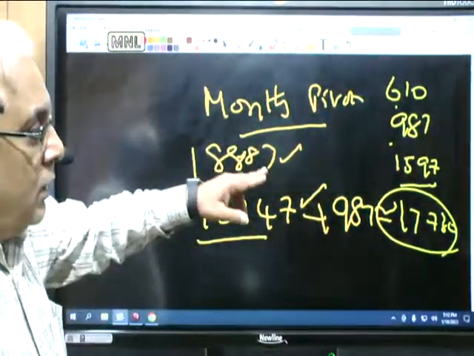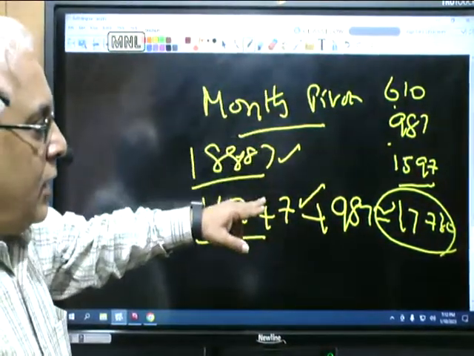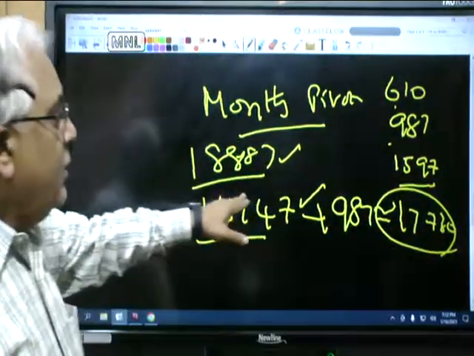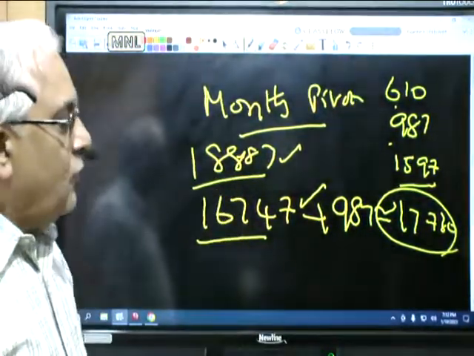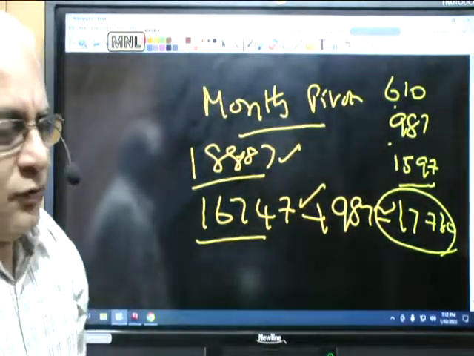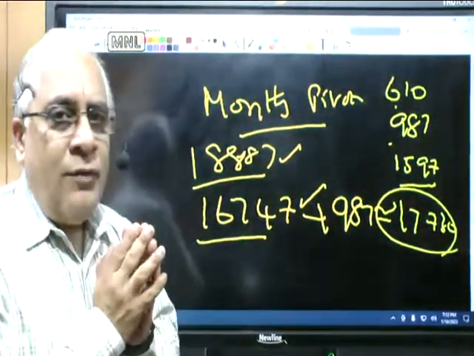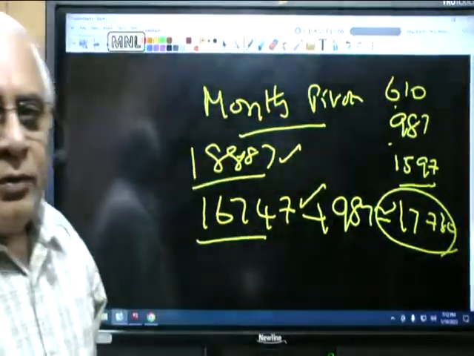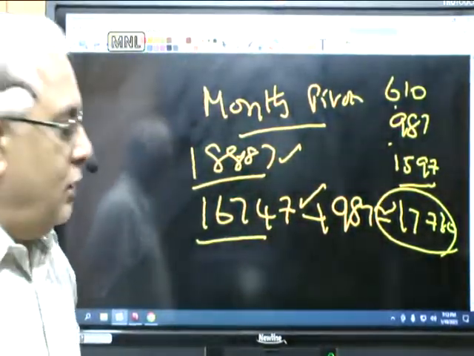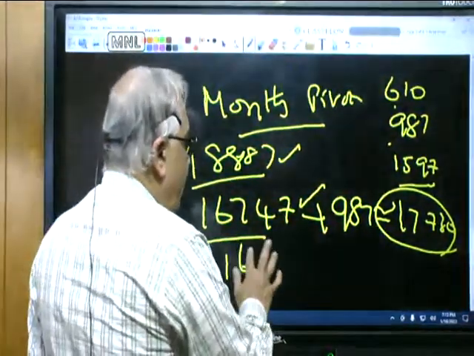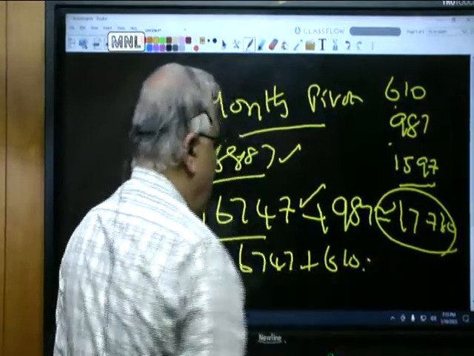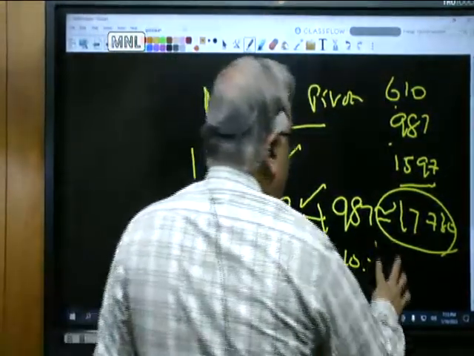Now the rally is from 16,747. It has gone up to 18,887, which is approximately 2,100 points. From the basis of a Fibonacci number, we have already identified 987. Suppose it is going to fall further: 16,747 plus 610 comes to 17,357.